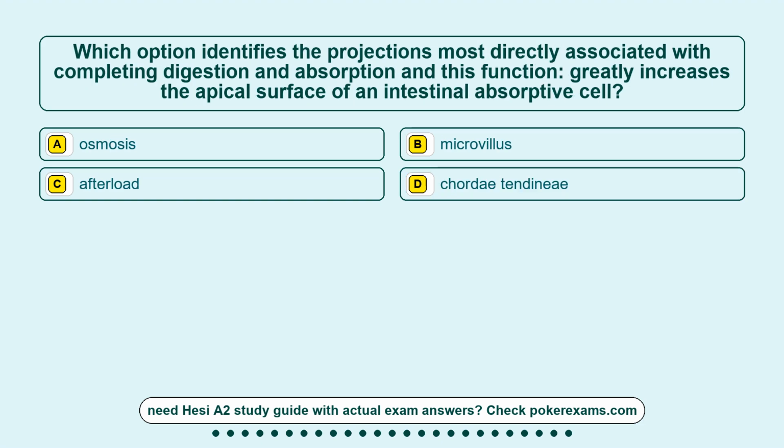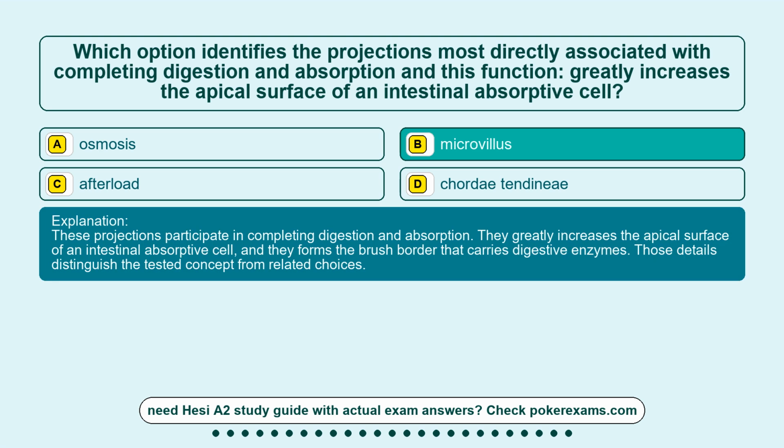Question 3. Which option identifies the projections most directly associated with completing digestion and absorption, and this function greatly increases the apical surface of an intestinal absorptive cell? Option A, osmosis. Option B, microvillus. Option C, afterload. Option D, chordae tendineae. The correct answer is option B, microvillus. These projections participate in completing digestion and absorption. They greatly increase the apical surface of an intestinal absorptive cell, and they form the brush border that carries digestive enzymes. Those details distinguish the tested concept from related choices.